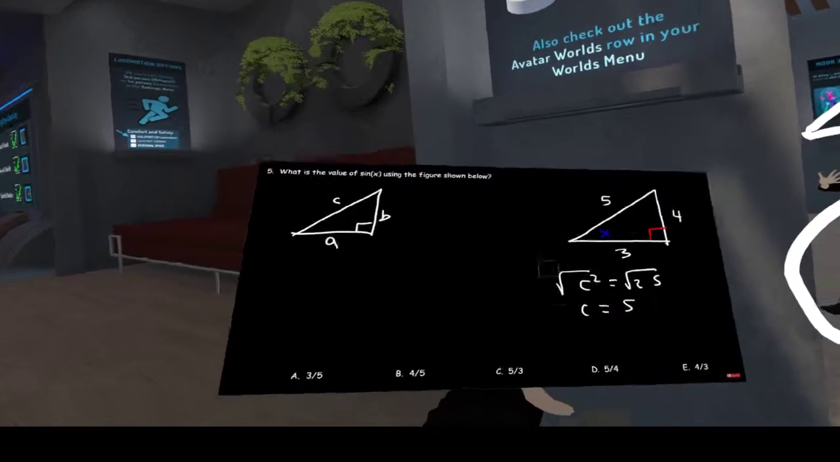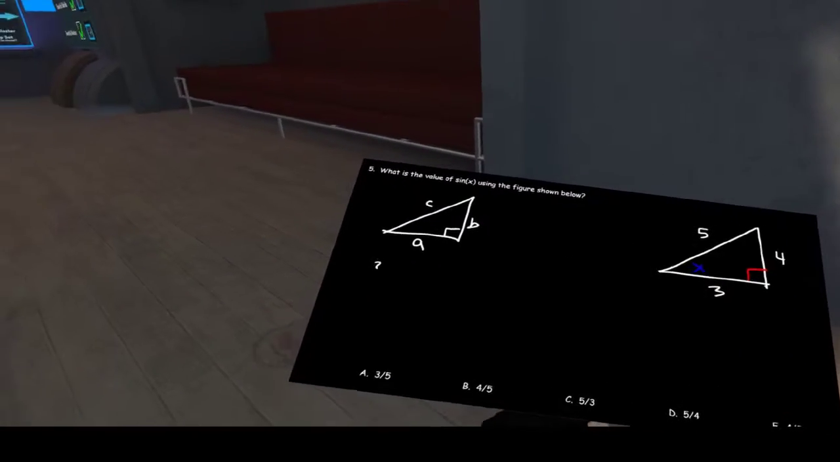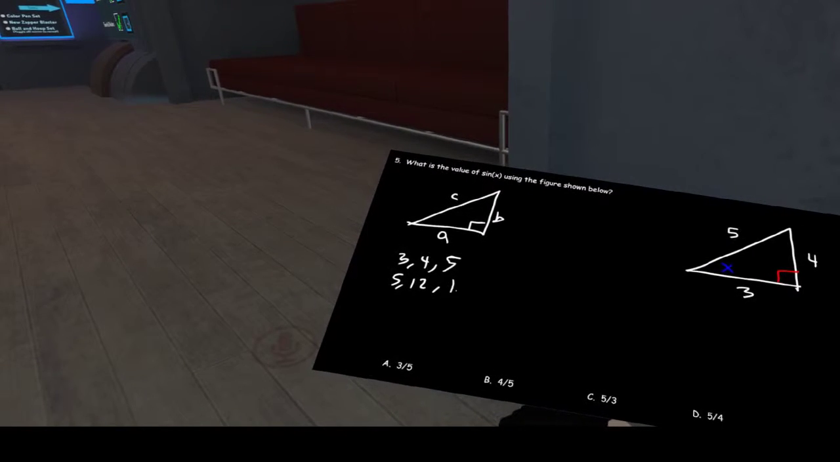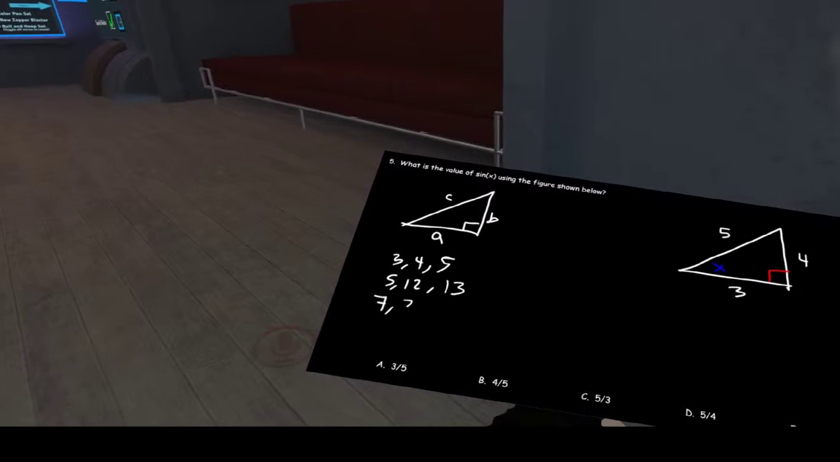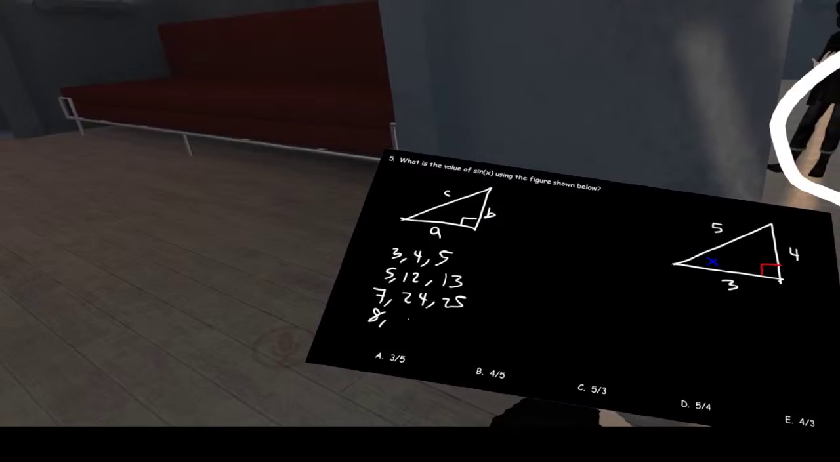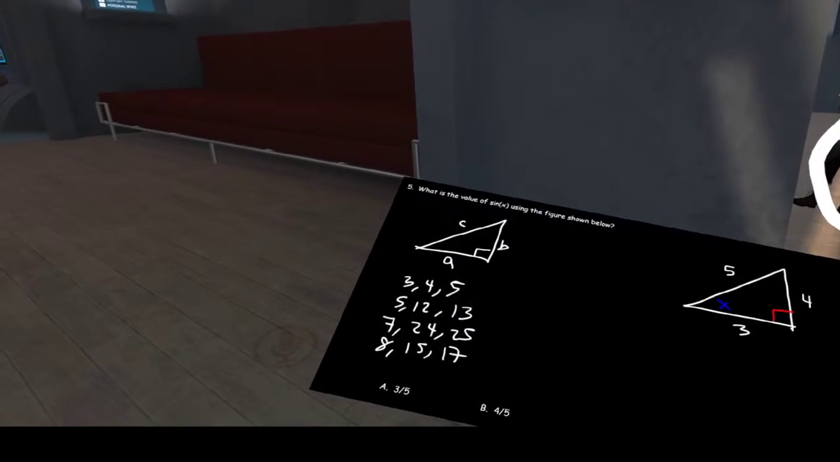The 3, 4, 5 triangle is simply one of them. Here are the other ones. In addition to this, there's also the 5, 12, 13 triangle. There's the 7, 24, 25 triangle. And there's the 8, 15, 17 triangle. Now any ratio of these numbers will also work.